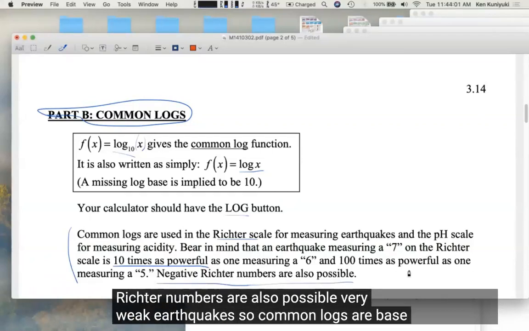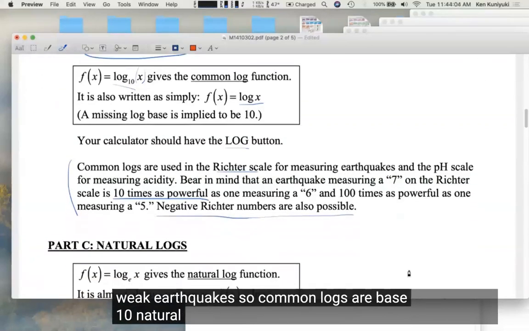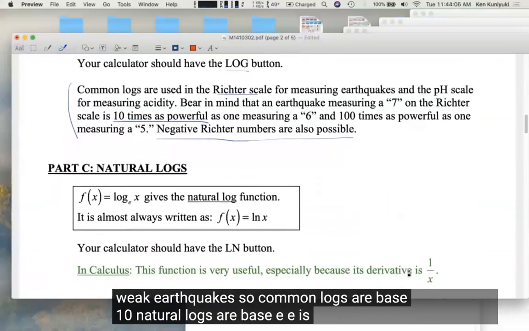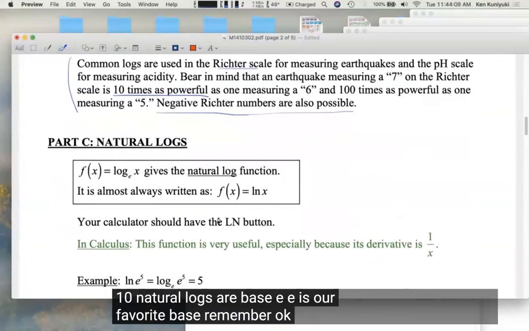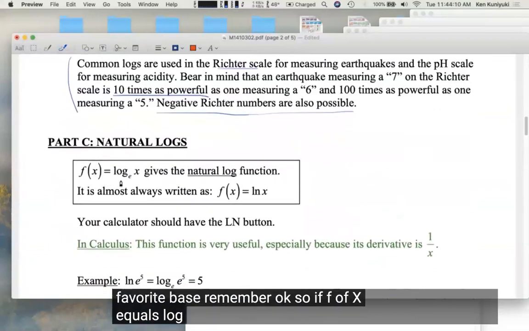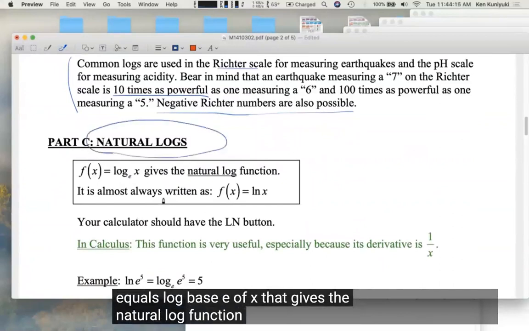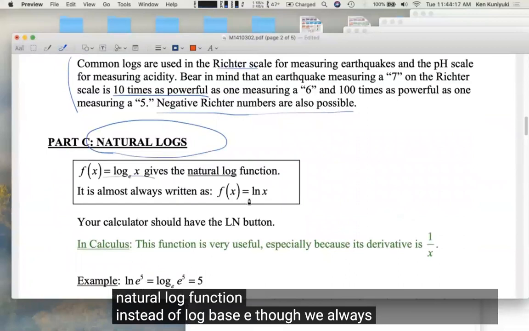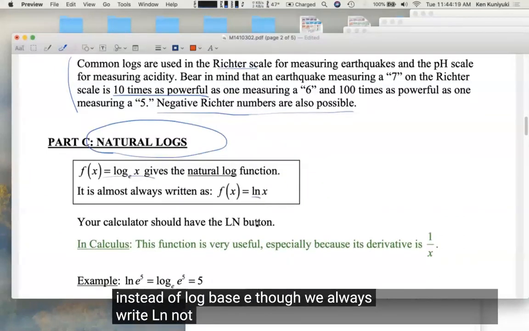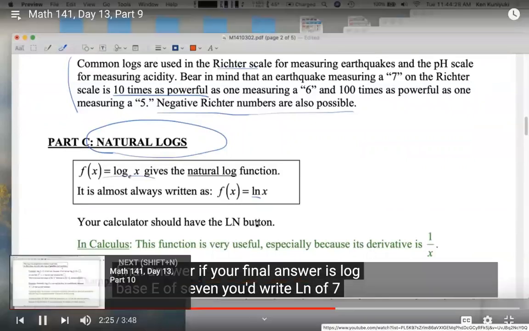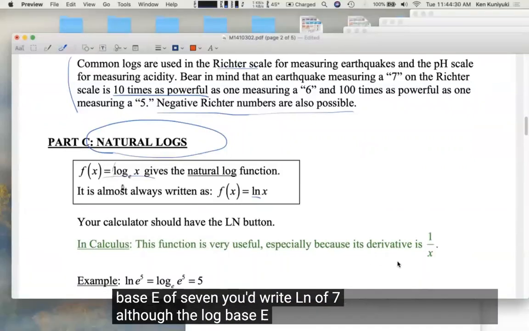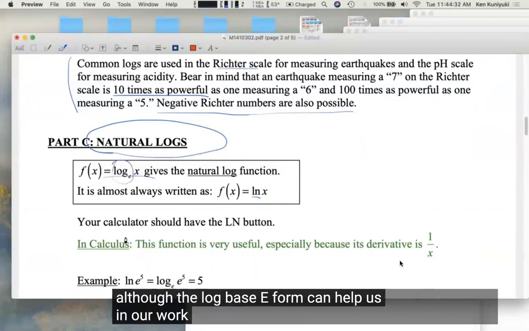So common logs are base 10. Natural logs are base e. e is our favorite base, remember. If f of x equals log base e of x, that gives the natural log function. Instead of log base e, though, we always write ln. So in a final answer, if your final answer is log base e of 7, you'd write ln of 7. Although the log base e form can help us in our work.